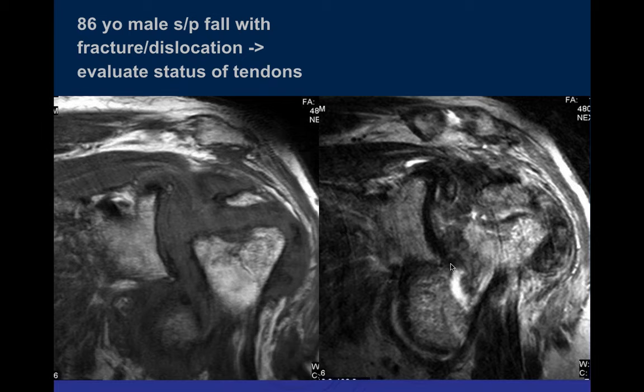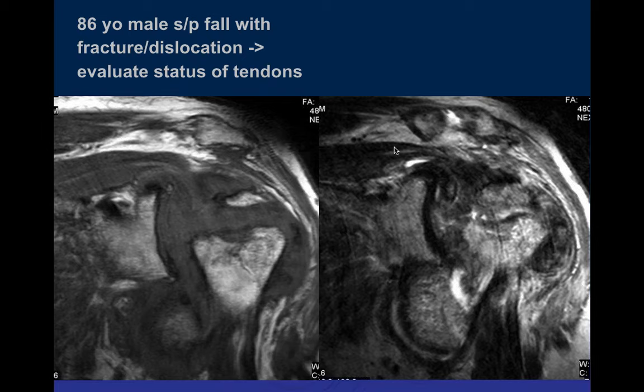And then regarding the status of the tendons, they don't look very good. Where's the humeral head? It's in the axillary pouch. There you go. Well, that's the main fragment. So, what would you do with this?